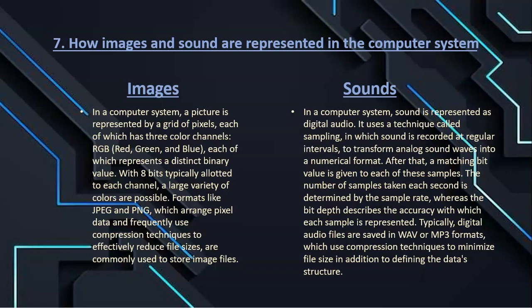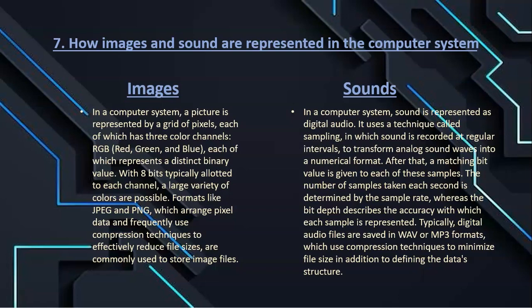Compression techniques to effectively reduce file size are commonly used in storing image files. Sounds in a computer system are represented as digital audio. It uses a technique called sampling, in which sounds are recorded at regular intervals to transform analog sound waves into a numerical format. After that, a matching bit value is given to each of these samples.